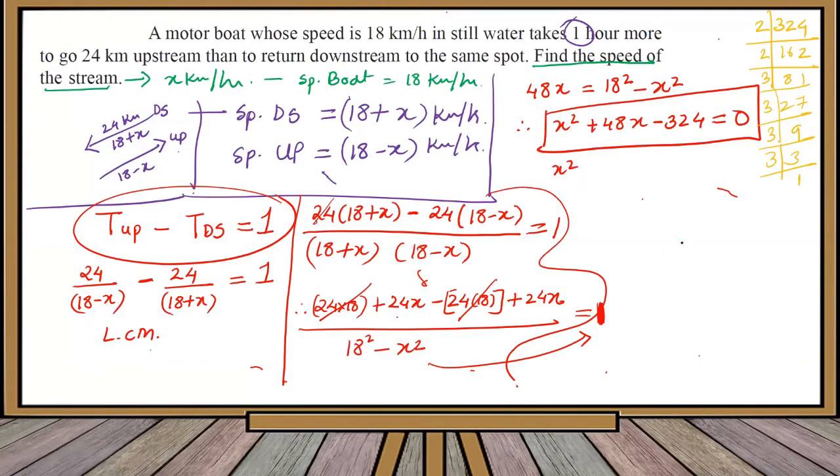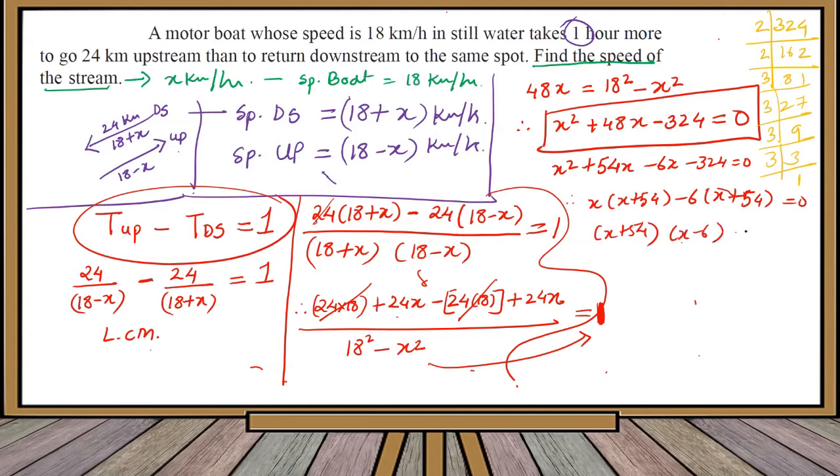So it's x square plus 54x minus 6x minus 324 equal to 0. So therefore x(x + 54) minus 6(x + 54) equal to 0. (x + 54)(x - 6) equal to 0. So therefore either x is equal to minus 54 or x is equal to 6.